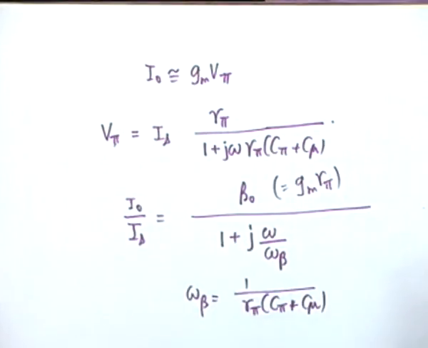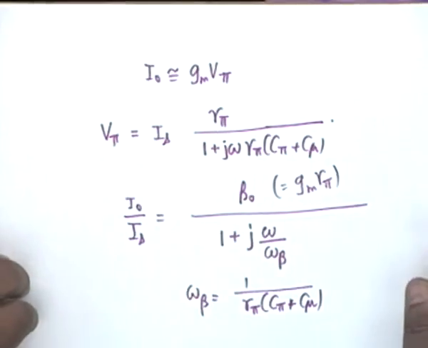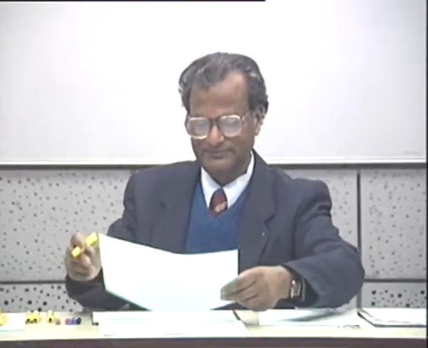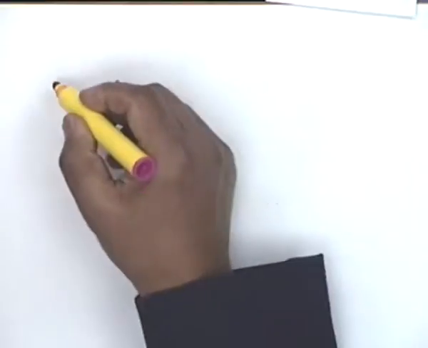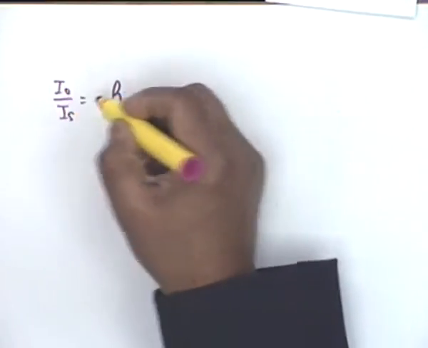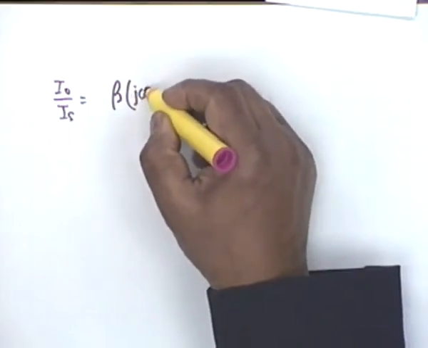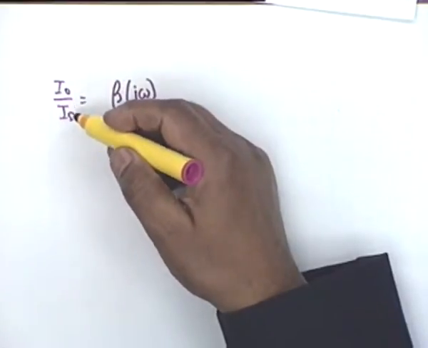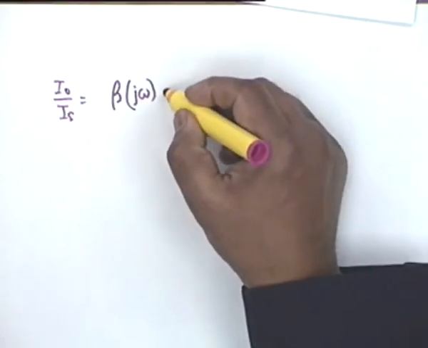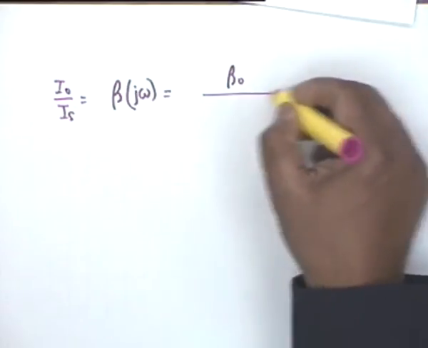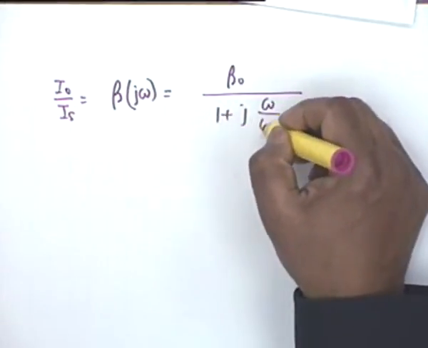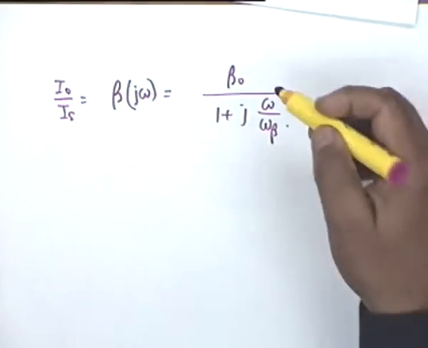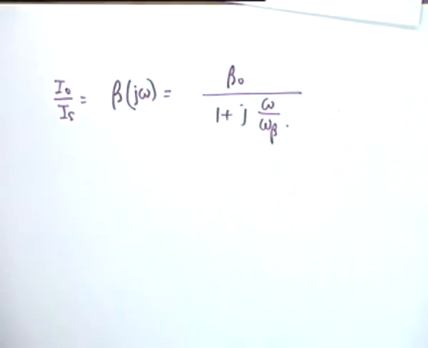Okay. What is the significance of this expression? Look at this expression. Let us call I0 by Is as beta of j omega, because this ratio is now a function of frequency. This is equal to beta 0 divided by 1 plus j omega by omega beta. Don't you see that this is exactly similar to the expression for the transfer function of a low pass filter? That's why I did that earlier.